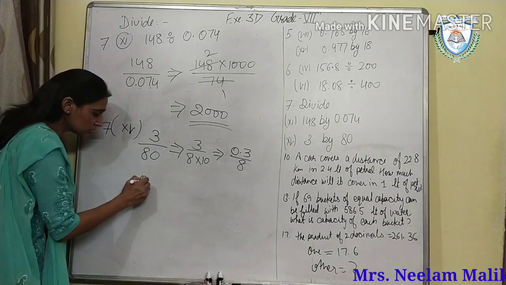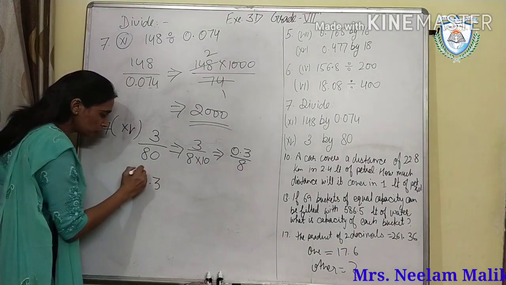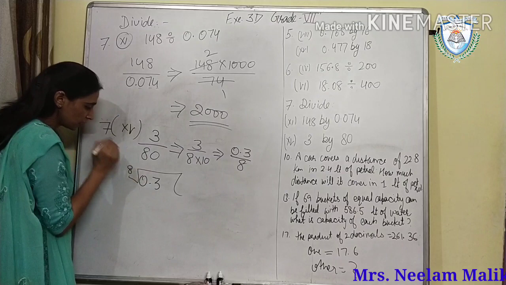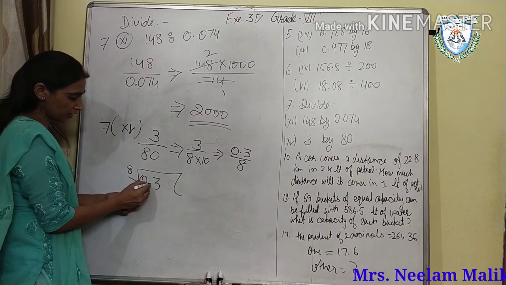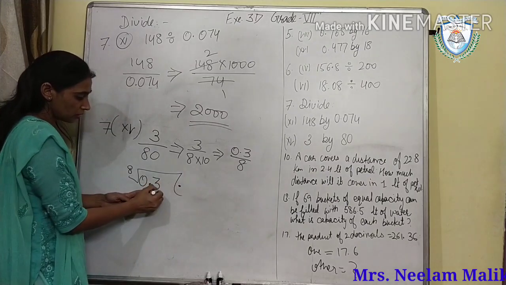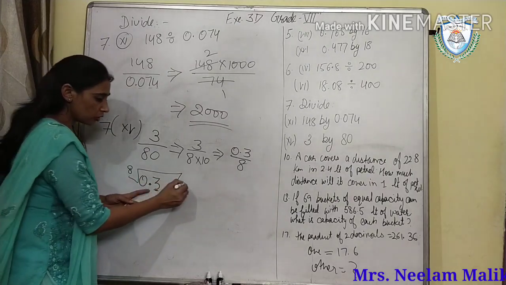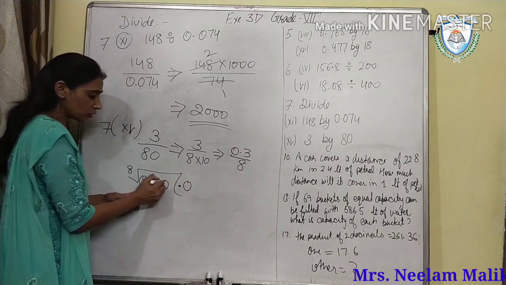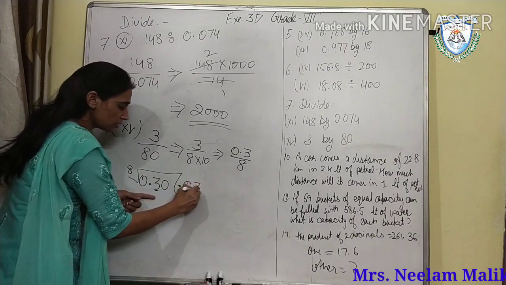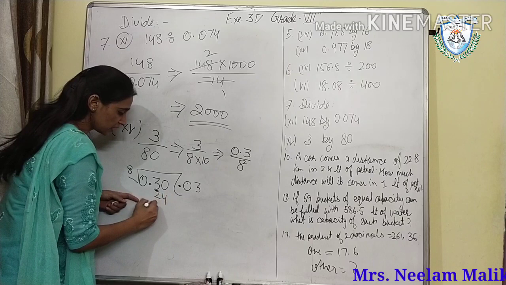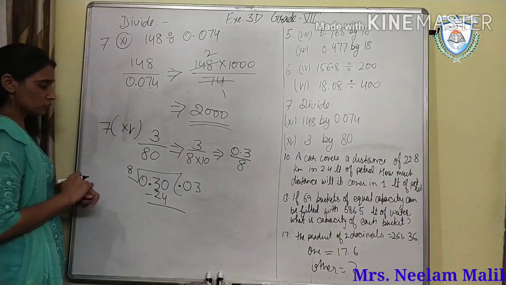Now you can do this division. First there is a point, so I'll put the point. Now I'll take the 3. This is not going, so I'll put the 0 and 10 here. Now 8 3s are 24. So what will I get here?